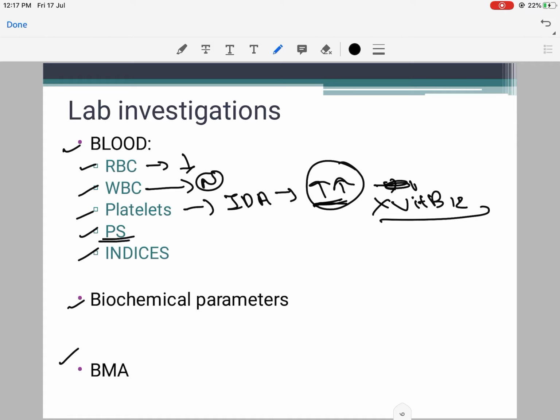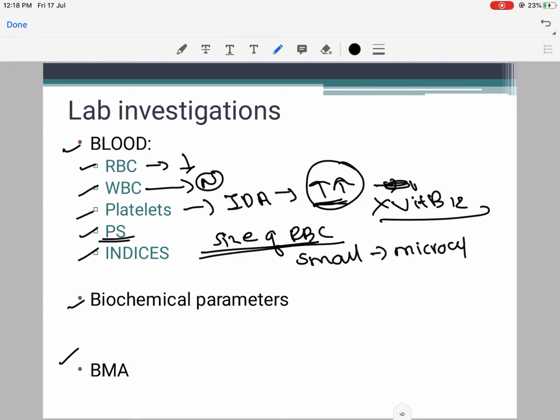Whenever you send any patient for a complete hemogram, your pathologist will confuse you using big terms such as anisocytosis, poikilocytosis, teardrop cells, etc. Most people get confused because of those terms. So whenever you get a complete hemogram, you look for two important things. One thing is the size of the RBCs. If the size of the RBCs is small, they write it as microcytic. If it is large, they write macrocytic.